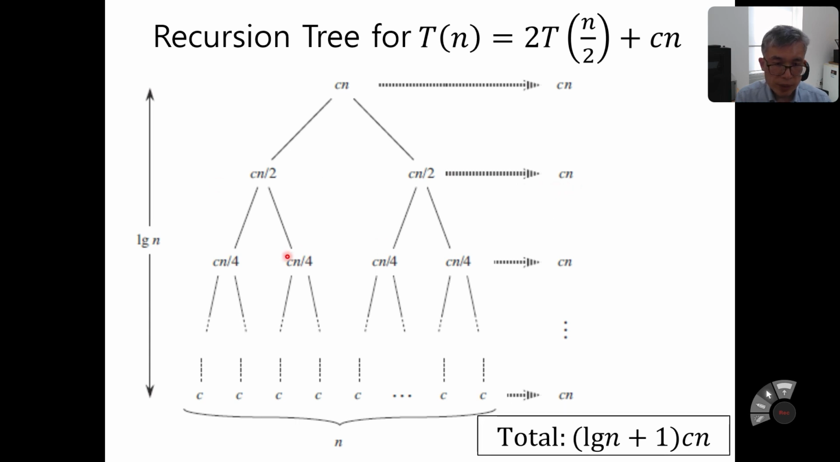Similarly, we can repeat again and again. The depth or height of the tree is log 2 n. So the total cost is log n times Cn, plus the divide cost. So we just focus on Cn times log n, which is Theta of n log n.